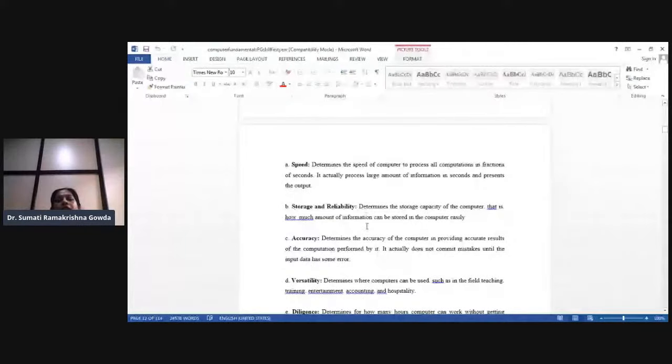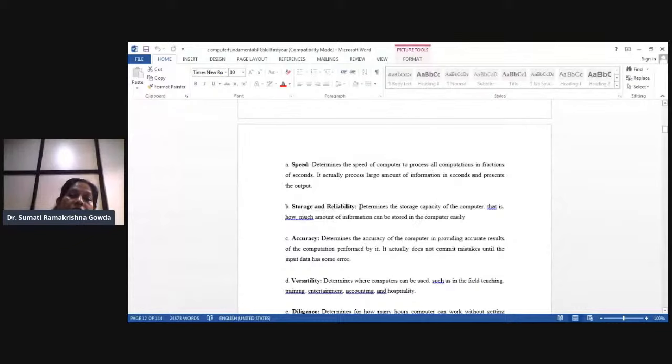So the speed is very, very fast. You are already using computers, so you can just imagine how fast it gives you results.